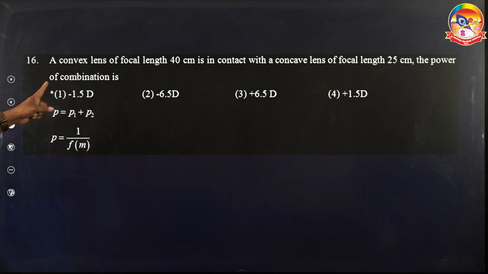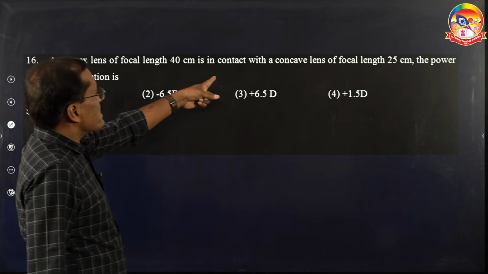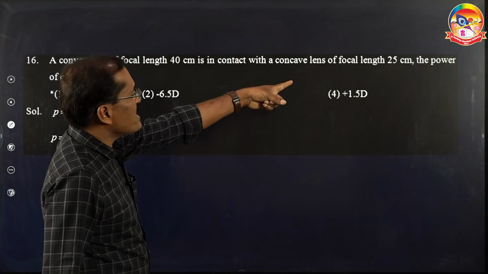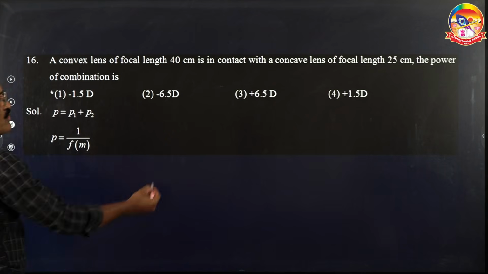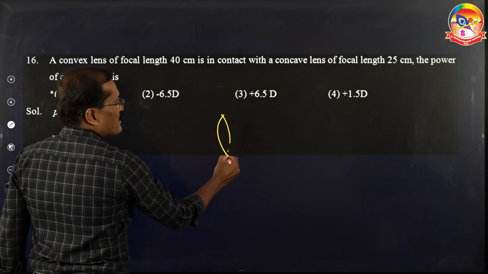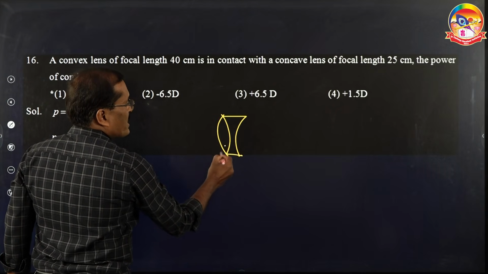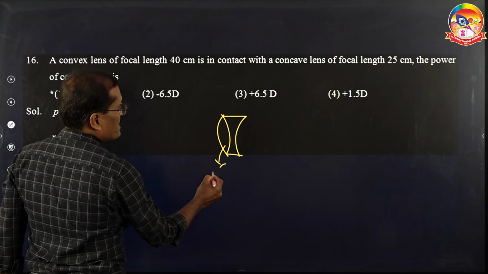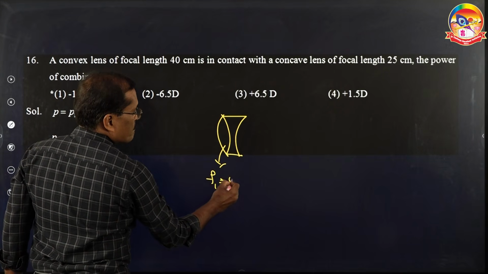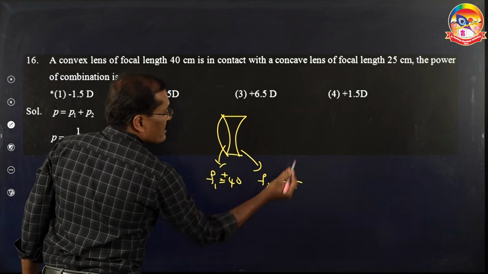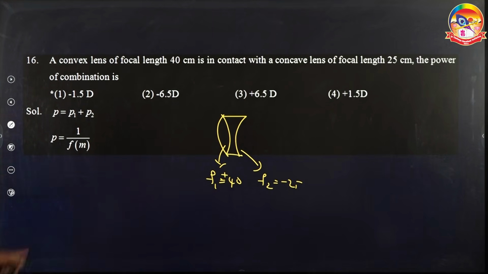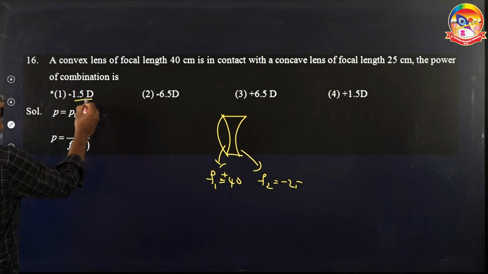Next, a convex lens of 40 centimeters is in contact with a concave lens of 25 centimeters, what is the power of the combination? One is a convex and one is a concave, and the focal length of the first is f1 equal to plus 40 and f2 is equal to minus 25. You can substitute here and calculate the total power of the combination.